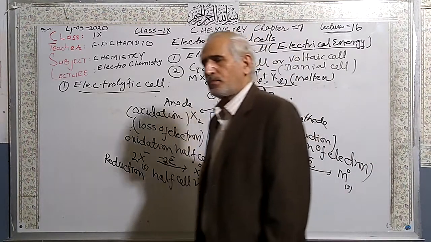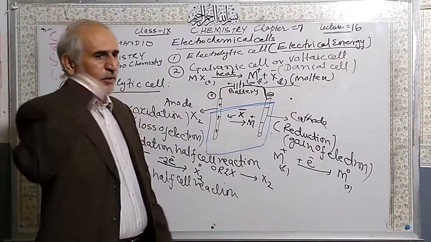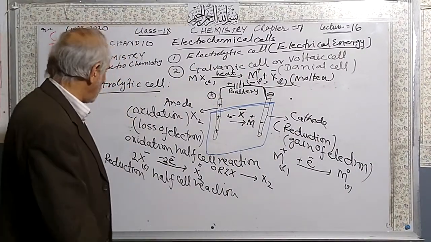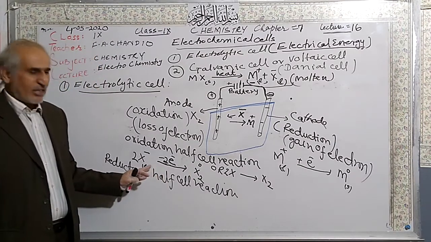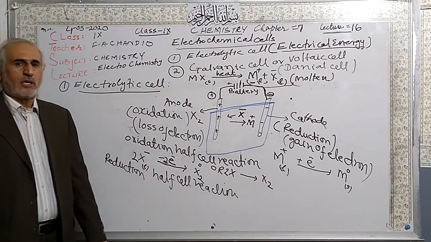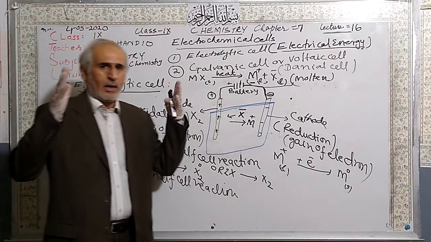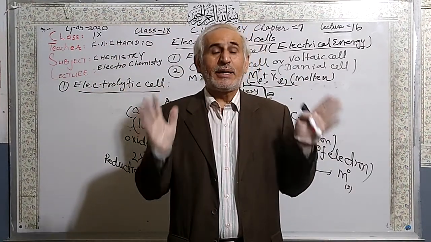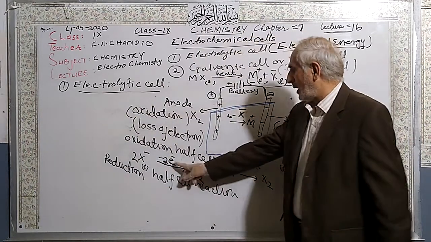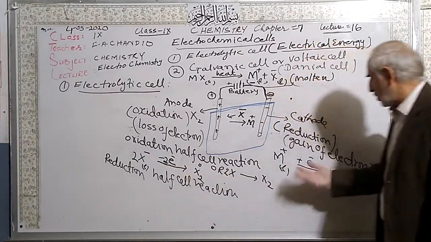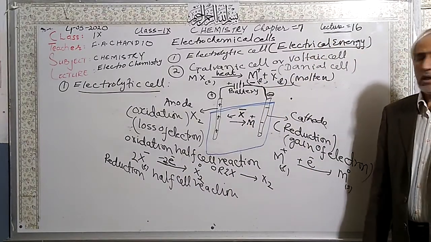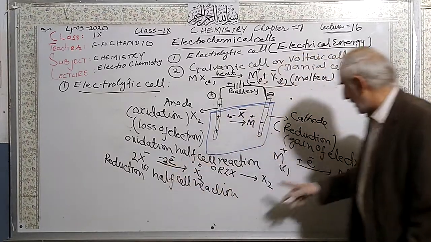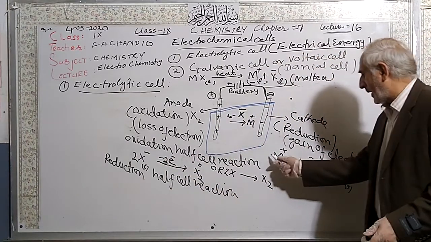Dear students, in the previous oxidation reduction reactions I told you about these redox reactions, these electrons should be equal. The loss of electrons or gain of electrons, they should be an equal number. If there is a loss of 2 electrons, there should be a gain of 2 electrons. If I write 2 electrons here, it must be 2. That's why you have to balance.